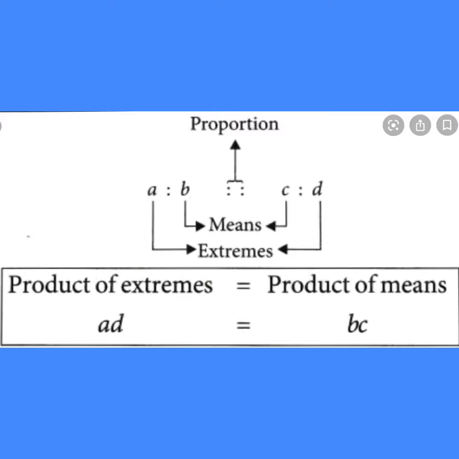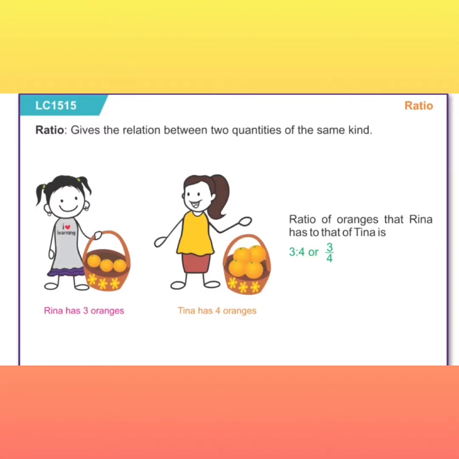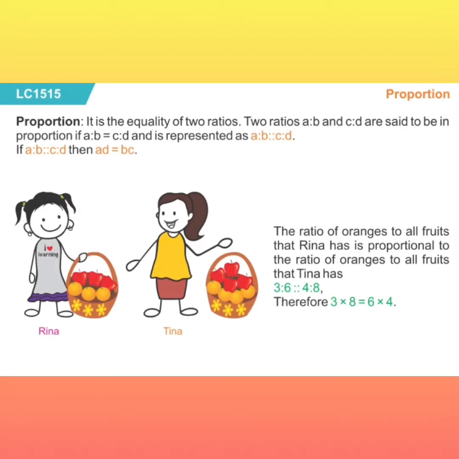With the help of one example, let us understand the difference between ratio and proportion. In fact, ratio gives the relation between two quantities of the same kind. You can see here, Reena has 3 oranges and Tina has 4 oranges, and their ratio is 3:4. Whereas proportion is the equality of two ratios. Now Reena has a total of 6 fruits, 3 oranges and 3 apples, whereas Tina has a total of 8 fruits, 4 oranges and 4 apples. Then the ratio of oranges to all fruits that Reena has is proportional to the ratio of oranges to all fruits Tina has. That is 3:6 is proportional to 4:8.